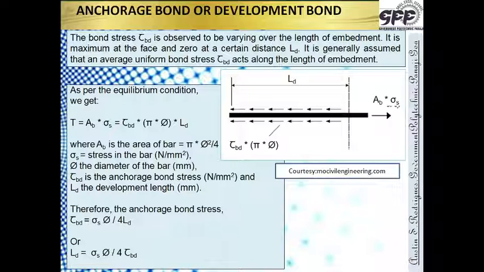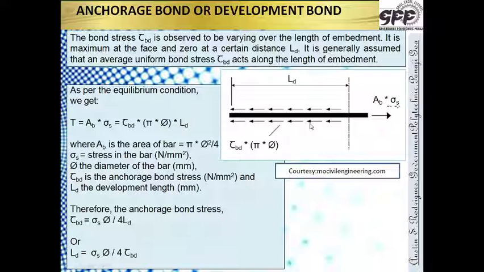Now there is a term bond stress. The term bond stress is observed. The bond stress is observed to be varying over the length of embedment. Now if you look at this particular thing, a small segment which I have taken of a beam, there is a bar which is getting pulled out, so obviously throughout its length there is bond stress developed. This bond stress, when it fails, the bar gets slipped out. So this is the bond stress developed.